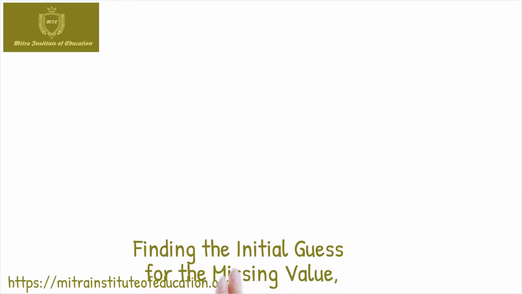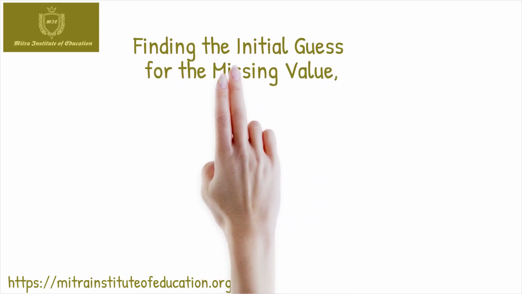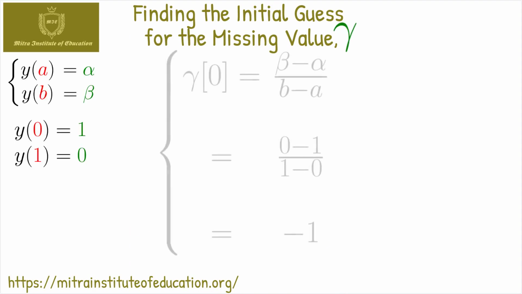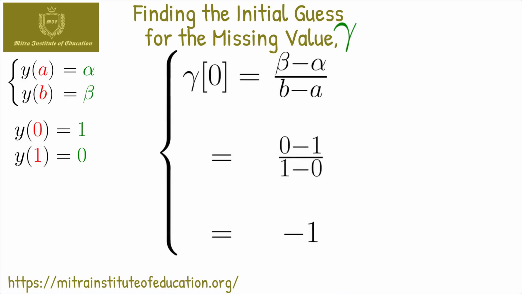Now, we need to find the initial guess for the missing value. As we've discussed previously, a reasonable approach is to use the slope of the line connecting the boundary condition points, which provides a simple and effective estimate.